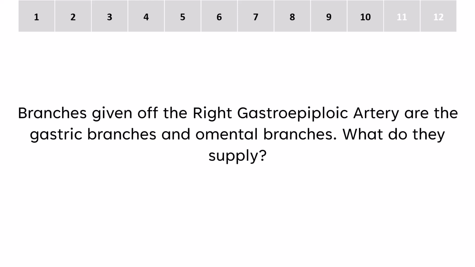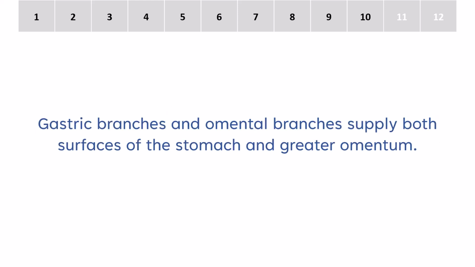What do they supply? Gastric branches and omental branches supply both surfaces of the stomach and greater omentum.